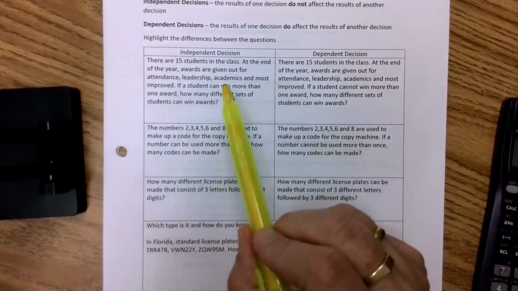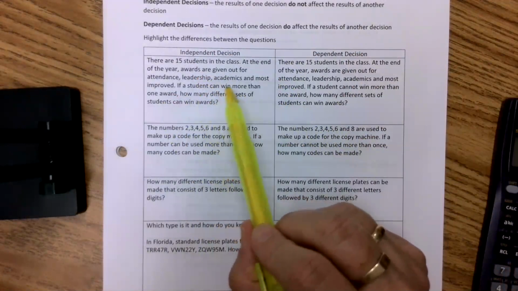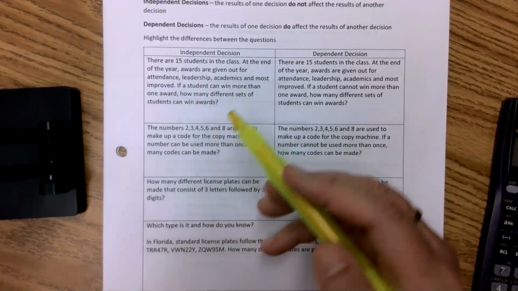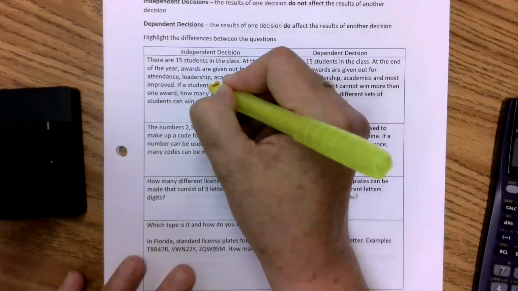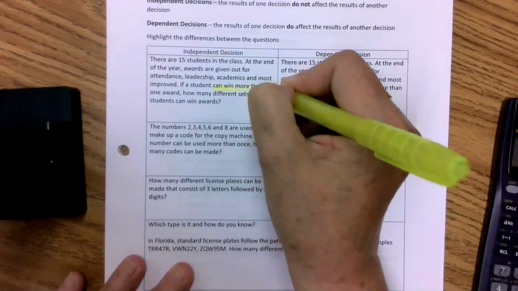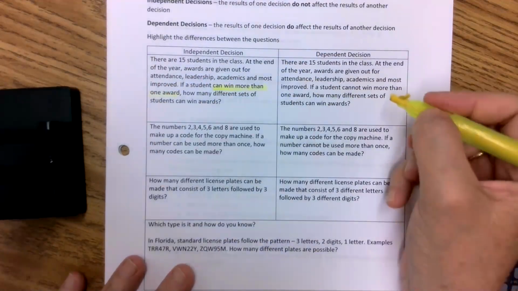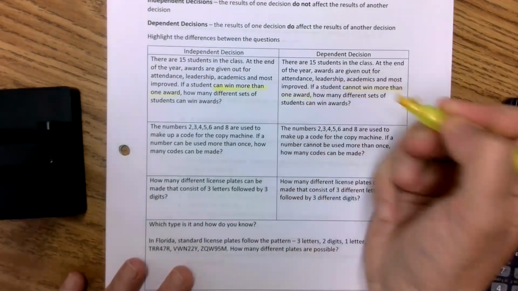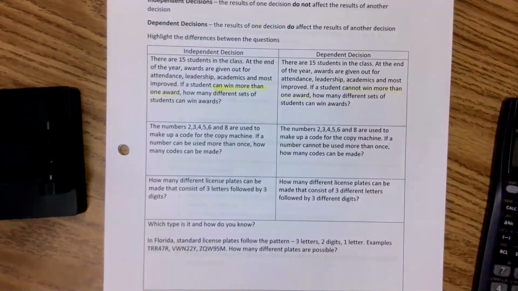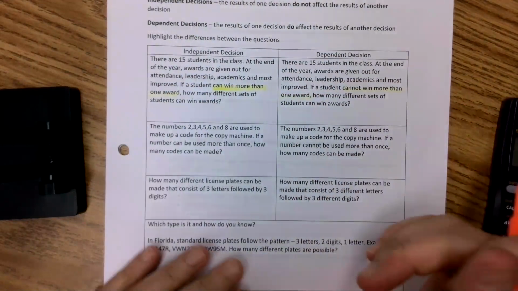So there are 15 students in the class. At the end, they're getting awards. If a student can win more, so these can win more than one award, and these cannot win more than one award. A new highlighter. All right, so let's take a look at the next one.